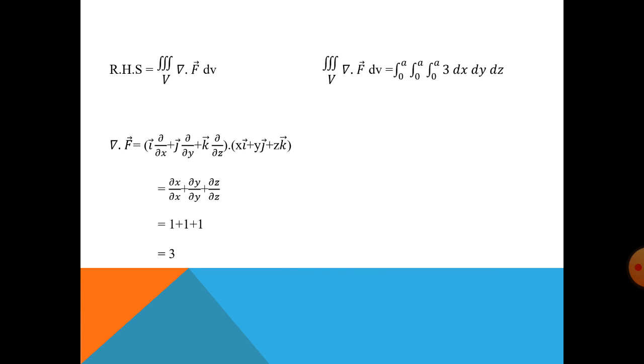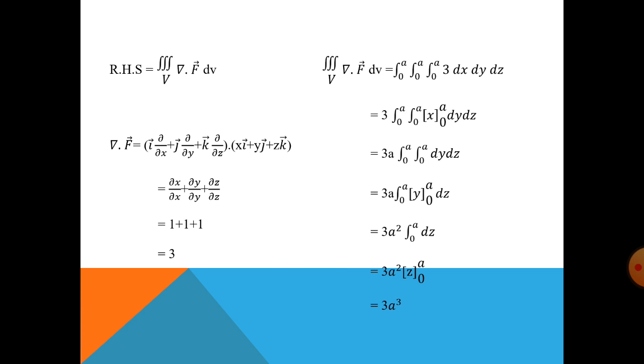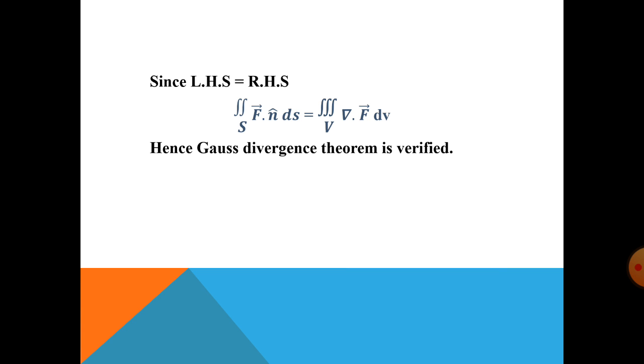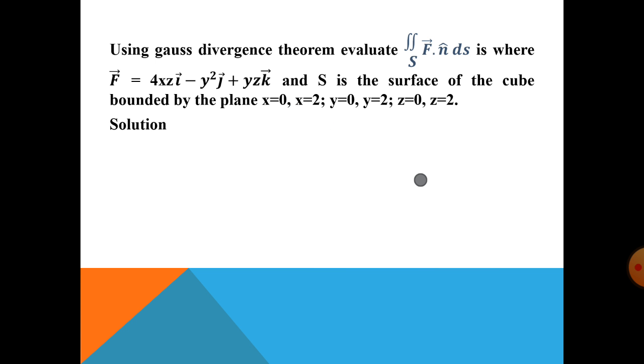Substitute these values in the volume integral. Take the limits from 0 to a as x, y and z vary from 0 to a. First integrate with respect to x, then with respect to y and then with respect to z. By substituting upper and lower limits, we get 3a cube. That is, the volume integral for the vector point function is 3a cube. Since LHS and RHS are equal, both being 3a cube, the Gauss divergence theorem gets verified.